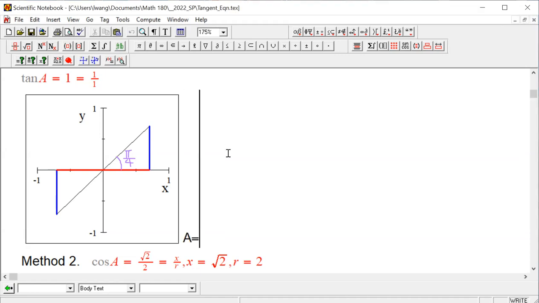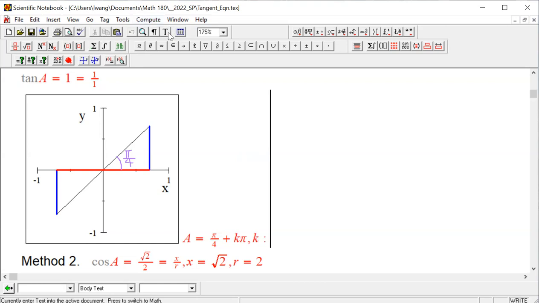Okay, so A is equal to pi over 4 plus k pi. Okay, k pi, and k be any integer, and that's it. That's the second method, right?